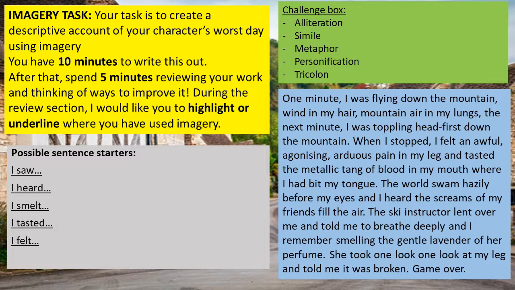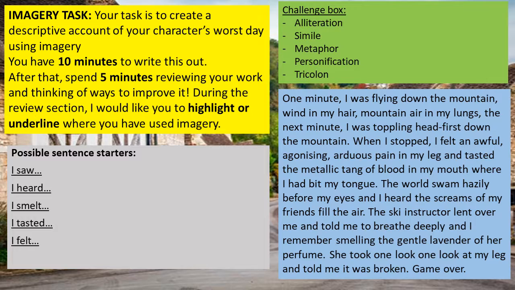Okay, so now you're going to create a descriptive account of your character's worst day using Imagery. So the same as before, but with the worst day. You have 10 minutes to write it and 5 minutes to review it, thinking of ways to improve it. During the review section, I would like you to highlight or underline where you have used Imagery. Sentence starters and challenge box are the same as before, and before I set you up, I'll read you my example.